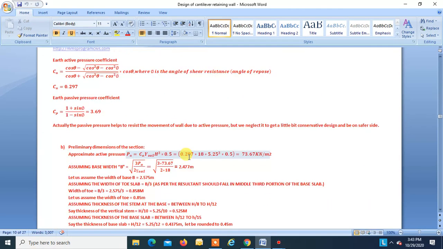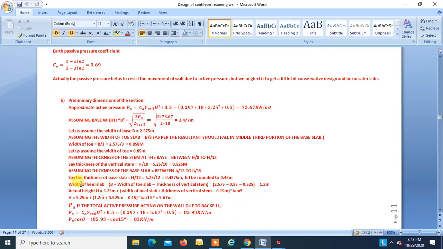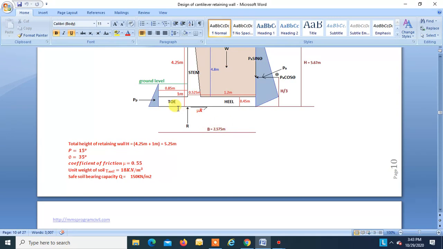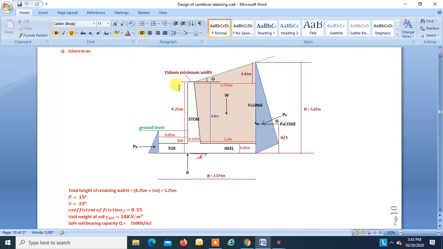0.525 meters, okay? Right. Now the width of heel slab, simple, B minus width of toe minus thickness of vertical stem, okay? So this is equal to this minus this minus this, that is equal to 1.2 meters. Now once you know this, you can find this, right? So this is equal to 1.2 plus 0.525 minus 0.15. This we are taking as 0.15 meters, right? Top, right? So 1.2 plus, in bracket, 0.525 minus 0.15. That is equal to 0.1575.